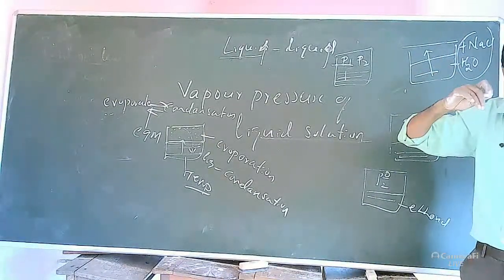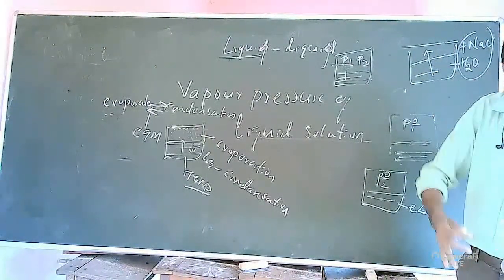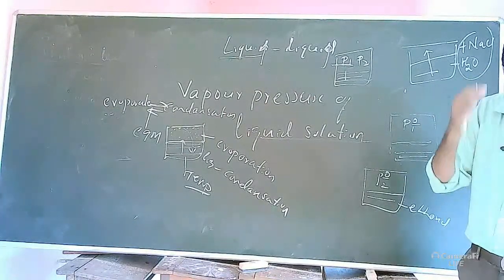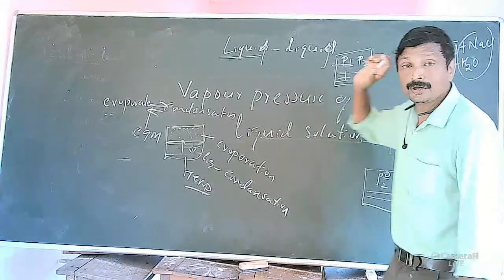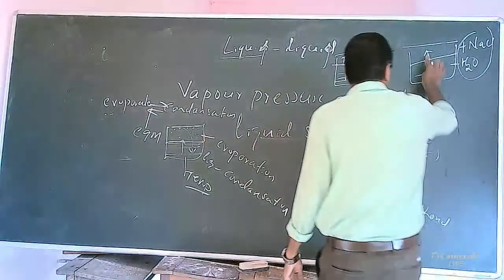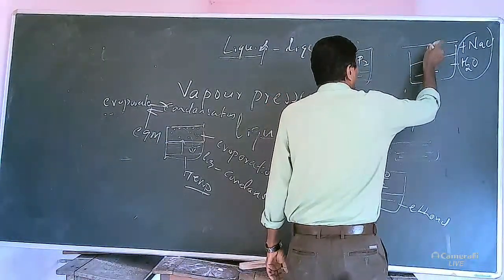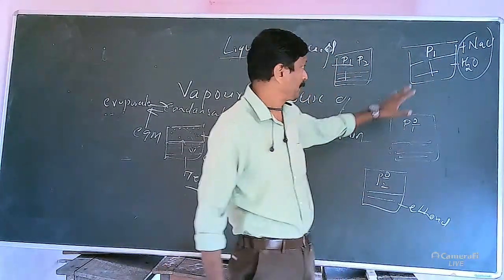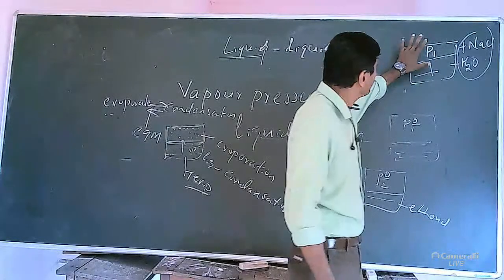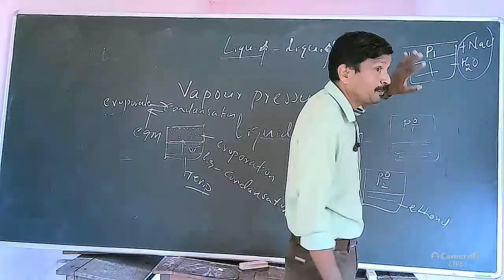Salt does not vaporize because it is a non-volatile solute. What is the meaning of non-volatile solute? The solute is not vaporized. Here only the solution contains vapors of water. This is called the vapor pressure of the solution, not P01.